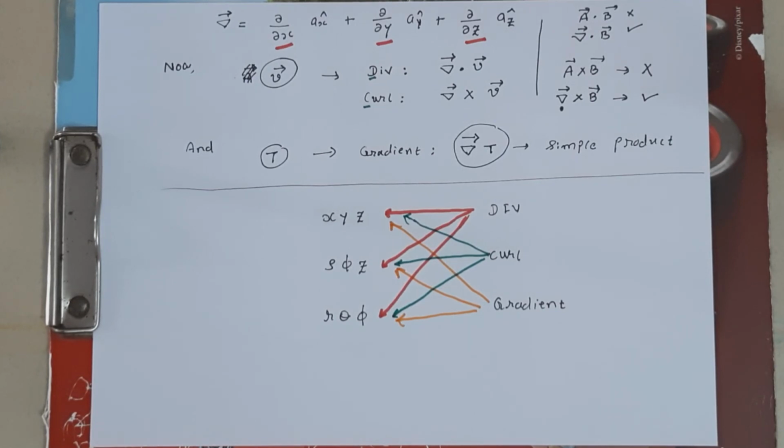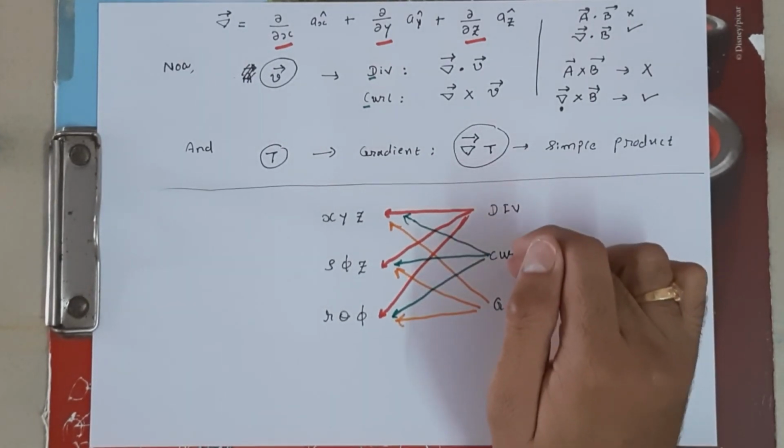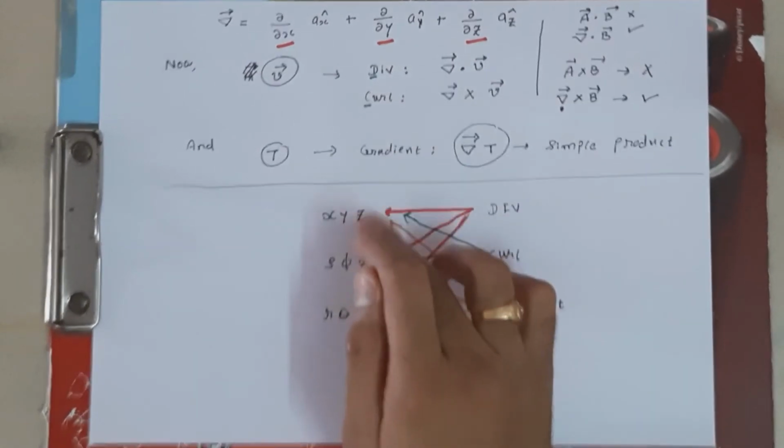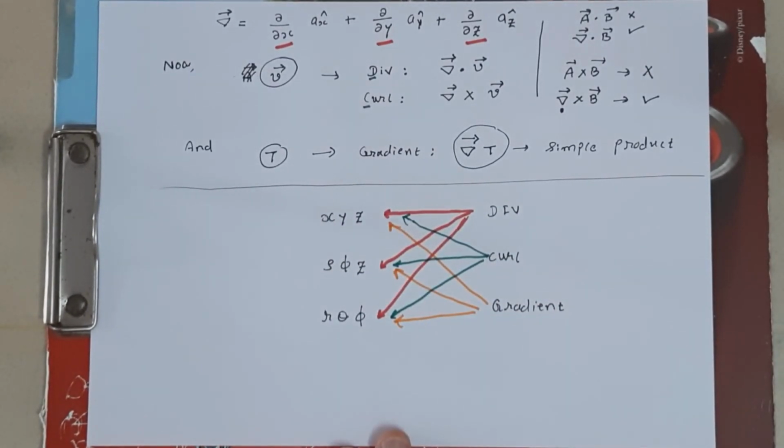So in the next lecture we will discuss the definitions of divergence, curl and gradient in all the 3 coordinate systems. Thank you.